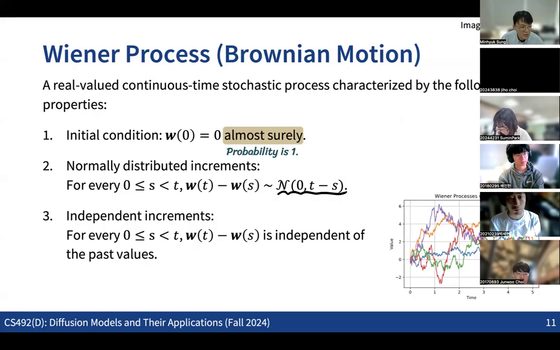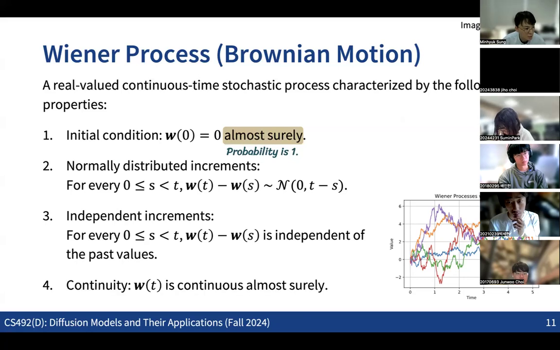The third characteristic is that at every step, the increment at each time step is independent of what we had in the previous steps. So these independent increments are another characteristic. And the last one is that the probability that W of t is continuous over the entire time domain is 1. That's another property of the Wiener process.